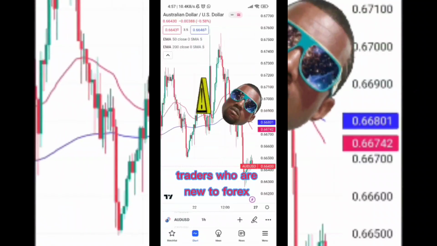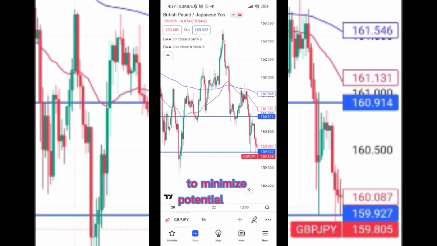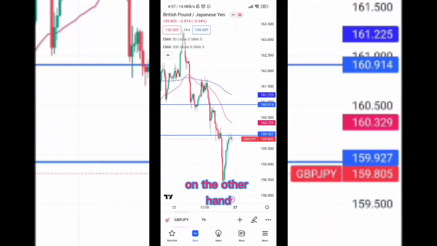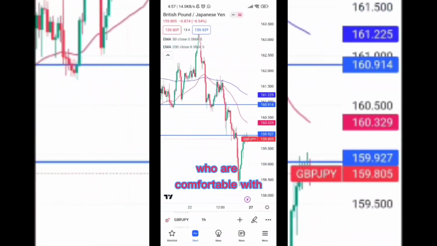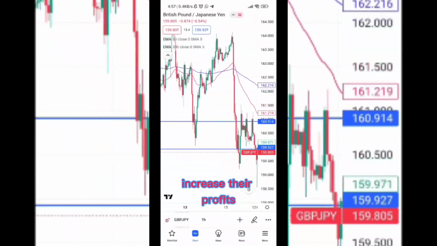Traders who are new to Forex trading or have a low risk tolerance may want to start with lower leverage ratios to minimize potential losses. On the other hand, more experienced traders who are comfortable with higher levels of risk may prefer to use higher leverage ratios to potentially increase their profits.